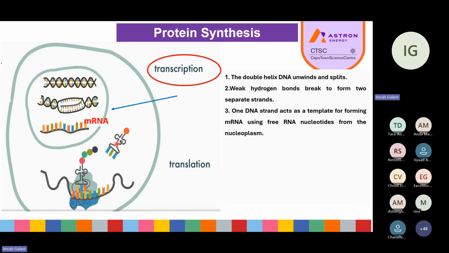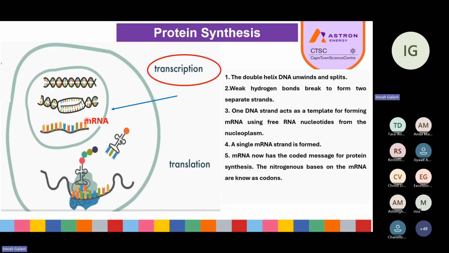And this will be formed using the free RNA nucleotides from the nucleoplasm. So obviously we know DNA and RNA differ in the fact that RNA is single-stranded, DNA is double-stranded, and RNA, instead of having thymine, has the nitrogenous base of uracil. Once your single mRNA strand is formed, the mRNA now has the coded message for protein synthesis, and the nitrogenous bases on the mRNA are known as codons. So 3 nitrogenous bases make up your codons.